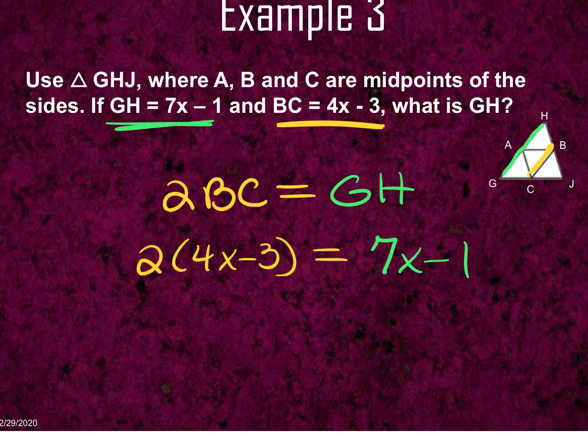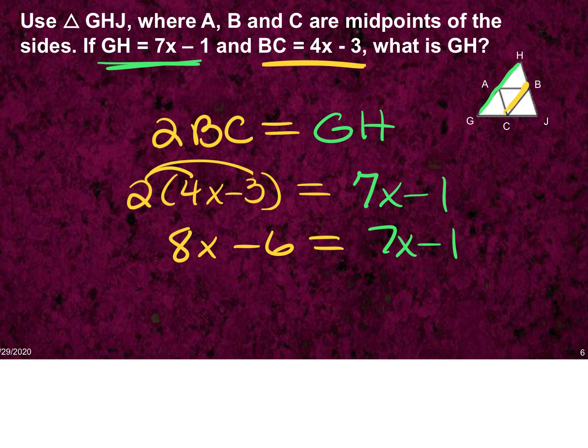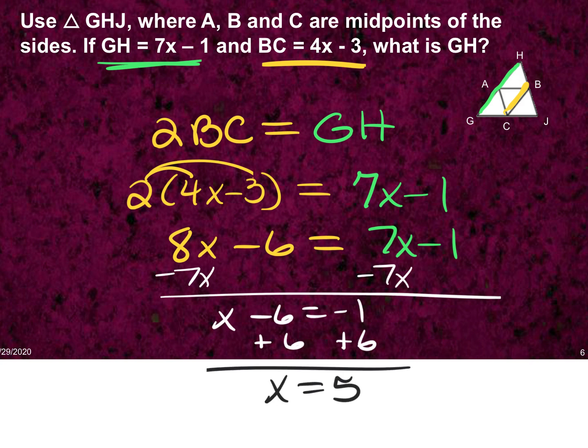I need to distribute. I get 8x minus 6 equals the 7x minus 1. I now need to get my x's together. So I'm going to go ahead and subtract 7x from both sides. I get x minus 6 equals negative 1. I'm going to add 6. And I get x equals positive 5.